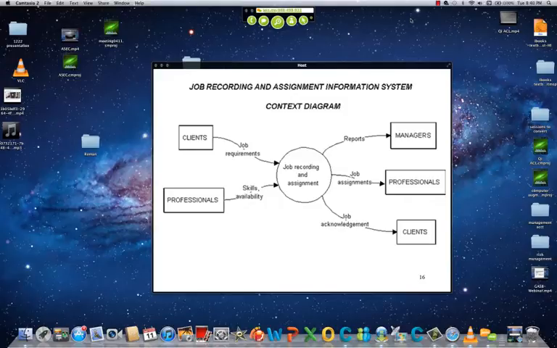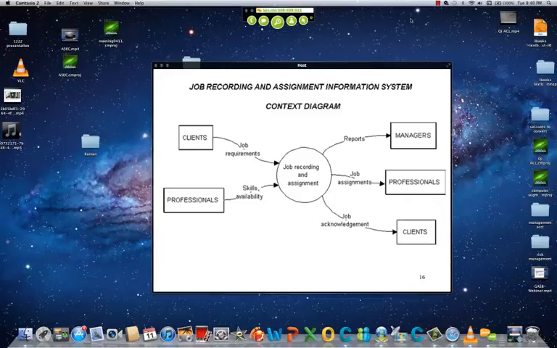For example, what we did, we had this example where we had the system. The idea was to record jobs and to assign jobs to professionals. So you have the system. The system has inputs and has outputs. You depict inputs on the left side, outputs on the right side. You have several entities here, external agents. What they call them: clients, professionals, and managers.